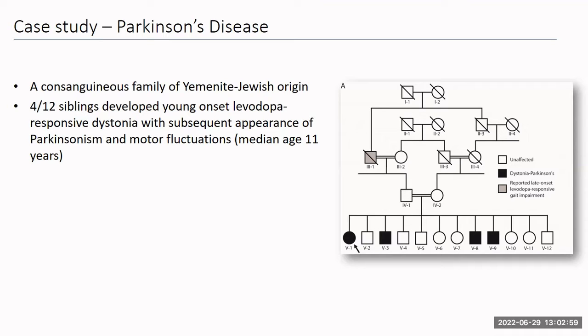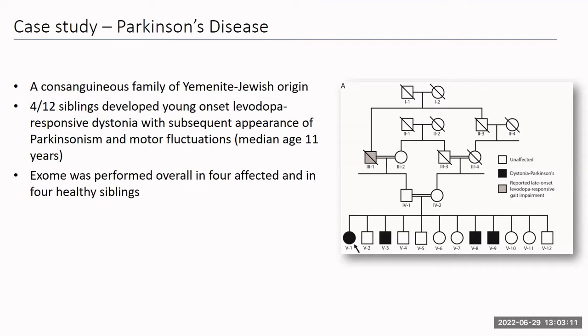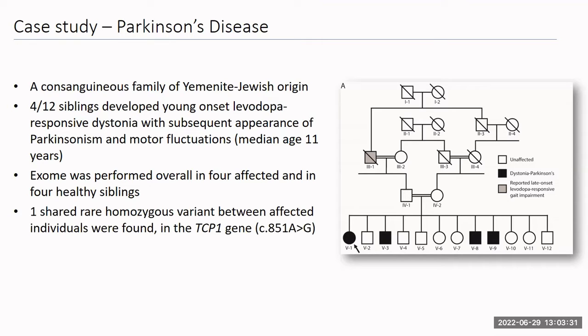All of them were dramatically improved shortly after oral levodopa, so we classified it as levodopa responsive PD. We performed exome sequencing first on one affected sibling, the oldest, but it was without a diagnosis. So we actually performed 8 exome sequences in total, 4 affected siblings and 4 healthy siblings. We only found one shared rare homozygous variant between the affected individuals, and it was in the gene named TCP1. It was a missense variant.